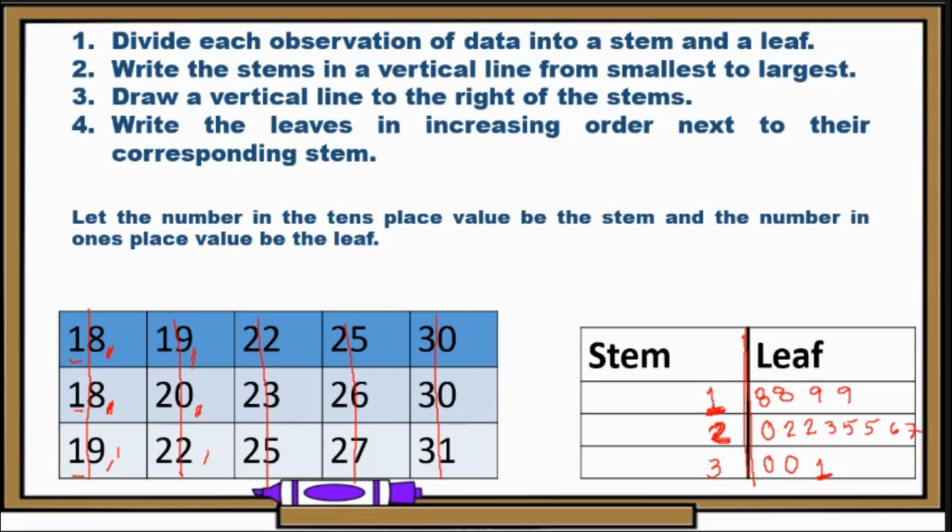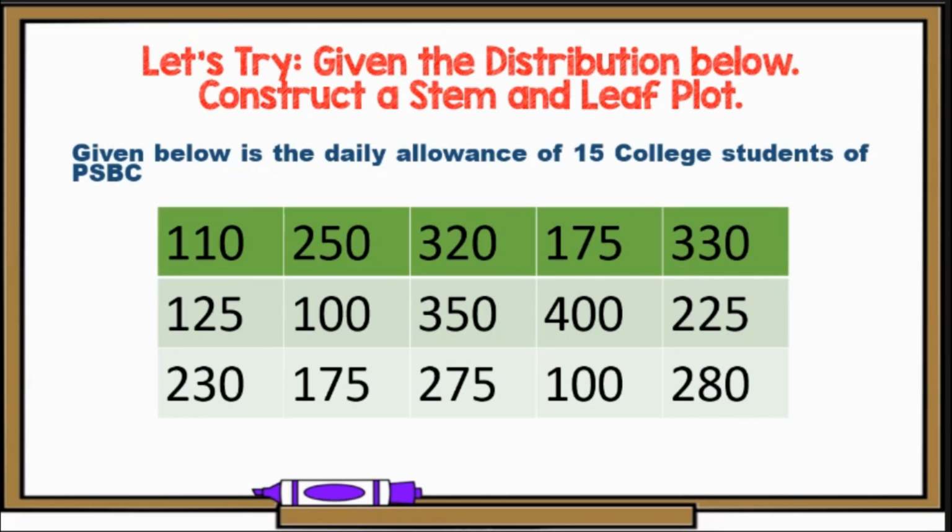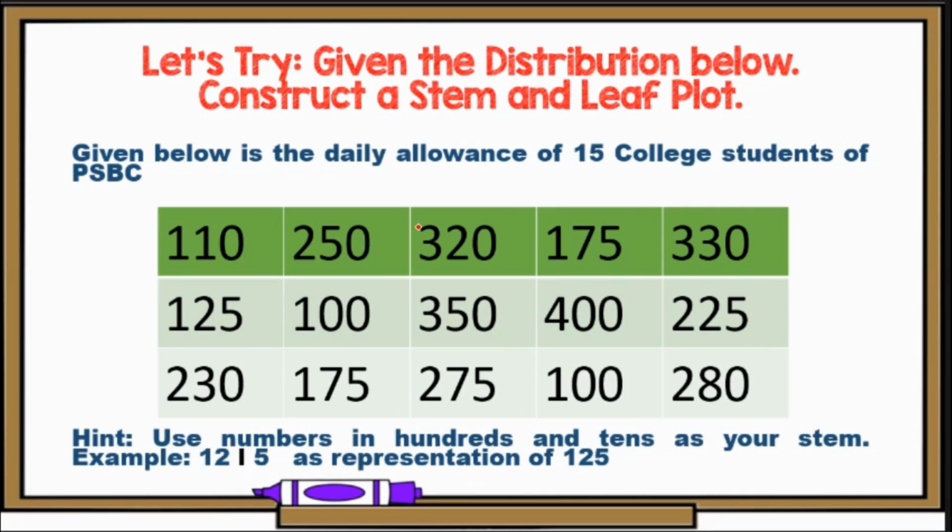Now, we are going to have another exercise. I will be posting the instruction on the Google Classroom. Ito yung activity na gagawin niyo. Given the distribution below, you have to construct a stem and leaf plot. Below is the daily allowance of 15 college students of PSBC. You have to construct a stem and leaf plot using these values.